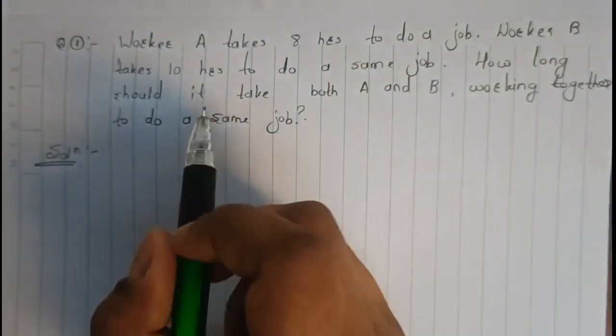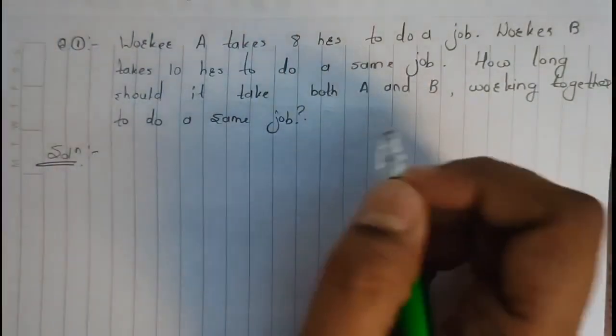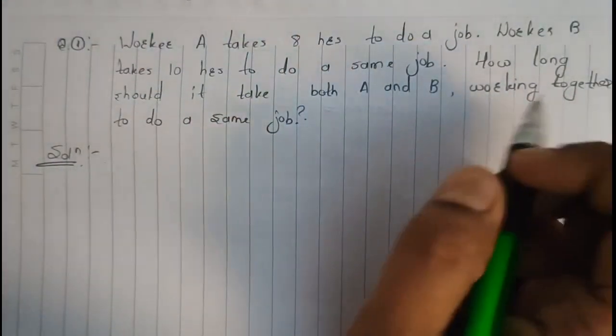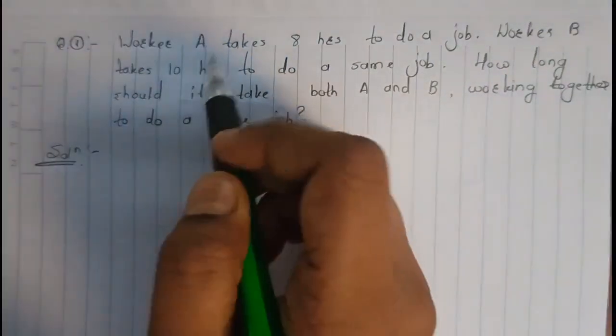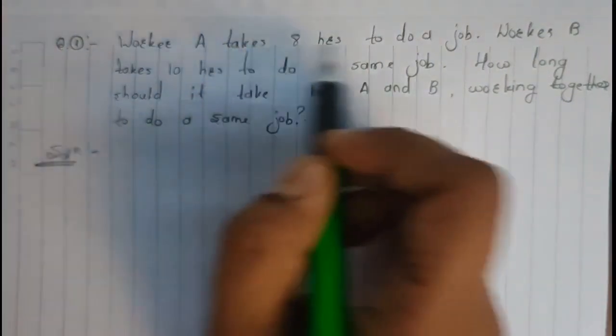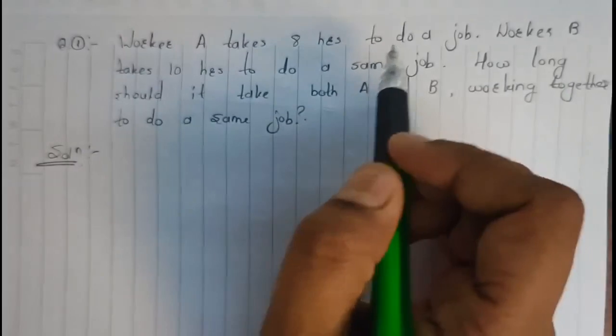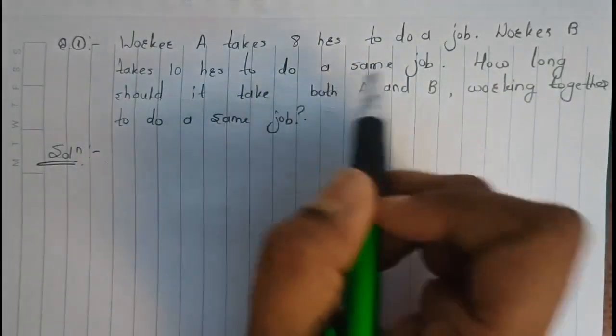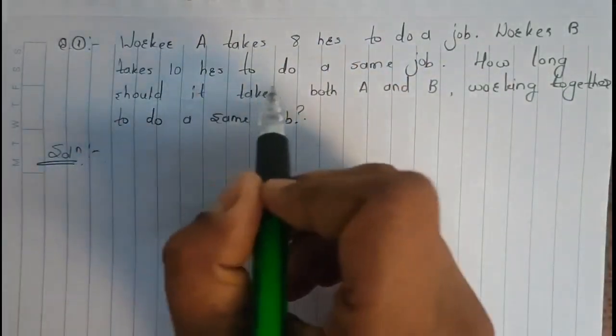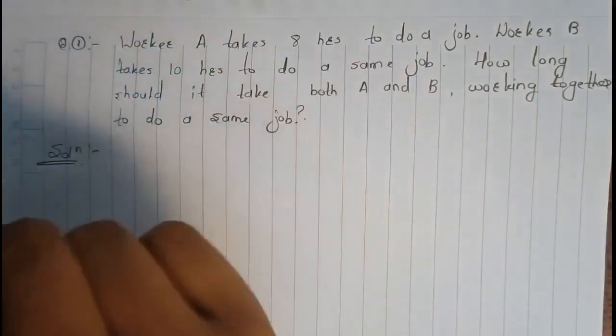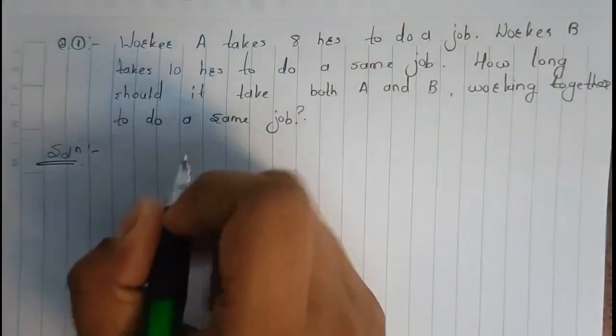So now this is our first question, and it is kind of a most basic questions you can say. Here worker A is taking 8 hours to do a job. Worker B takes 10 hours to do a same job. Now how long should it take both A and B working together but independently to do a same job, right?